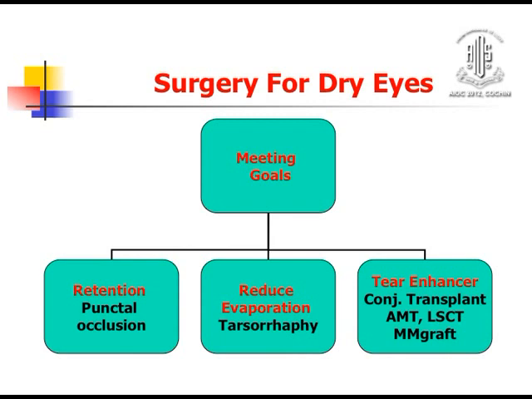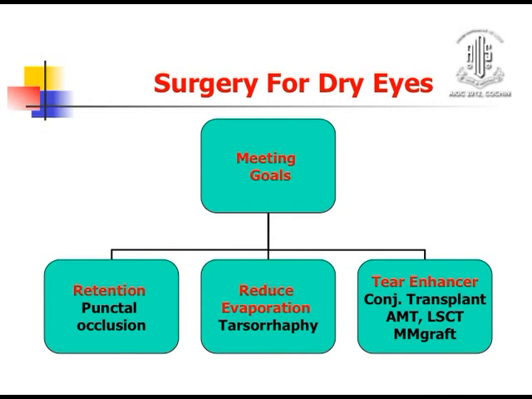In dry eye, whatever tear is there, first of all we will want that tear to be retained. This can be achieved by punctal occlusion. Then whatever tear is there, it should not evaporate. Therefore, if we can reduce the surface area, that can be achieved by tarsorrhaphy. Otherwise, we have to include the tear enhancer. This can be done by conjunctival transplant, amniotic membrane transplant, which Dr. Raju has elaborated quite a lot.